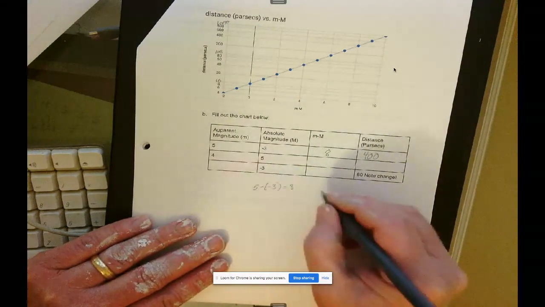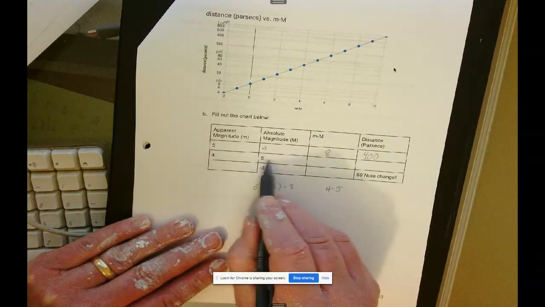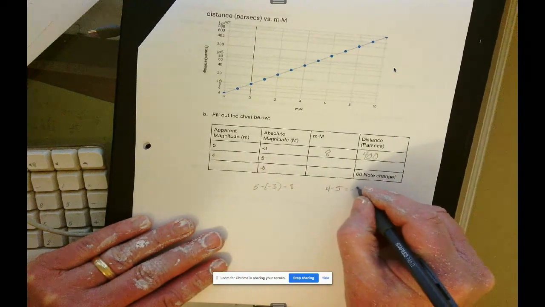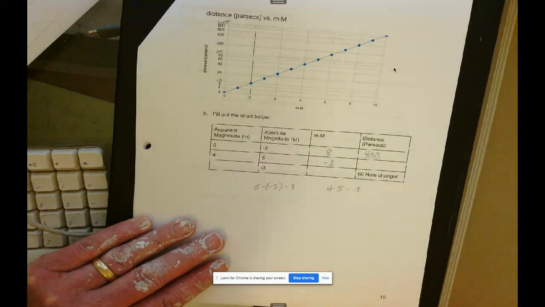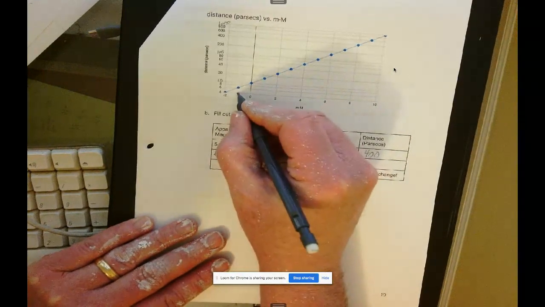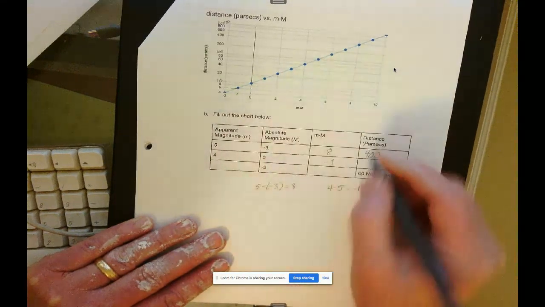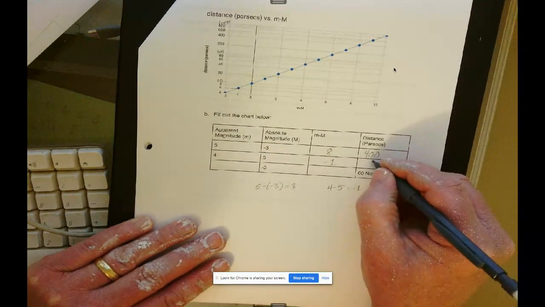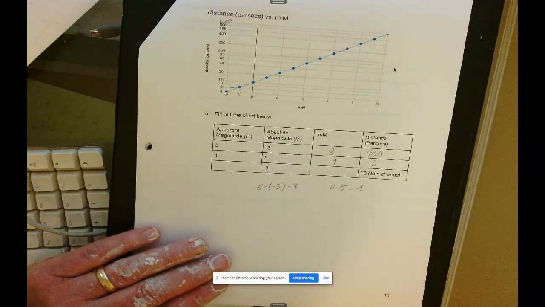All right, second star. So the second star is going to be 4 minus 5. 4 minus 5 is negative 1. So we'll put negative 1 here. All right, and then here's 0. Here's negative 2, so negative 1 would be about here. And I would go up and I'd go across. And I'd say that's about 6 parsecs.